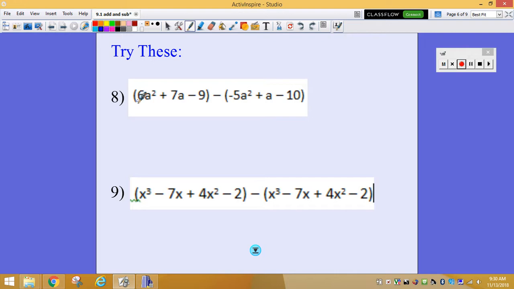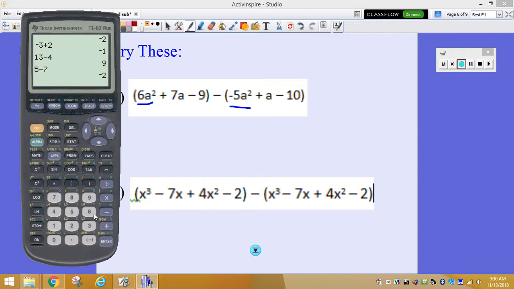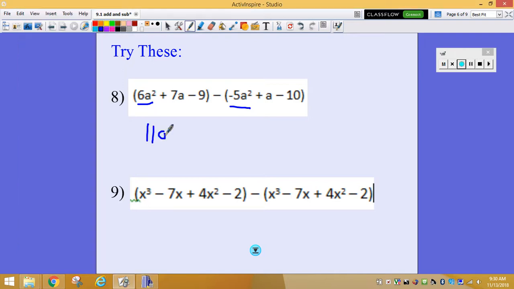All right, let's do some more. A squared I can combine with a squared. So I would do 6. My middle sign is a minus, and I got a negative 5. That gives me 11, and I would put a squared because that's what I combine. I'm going to scribble them out.